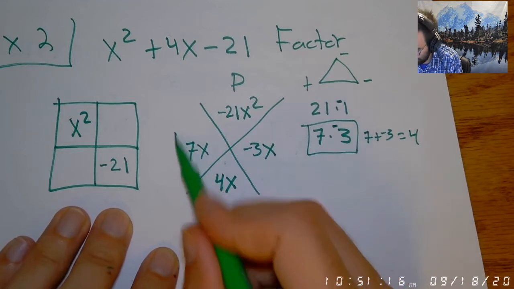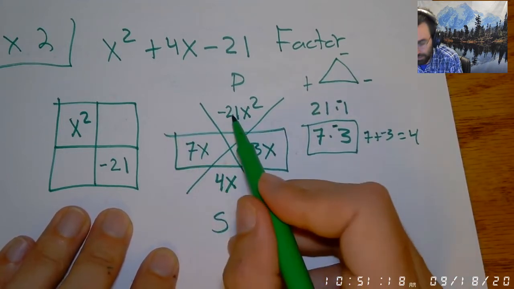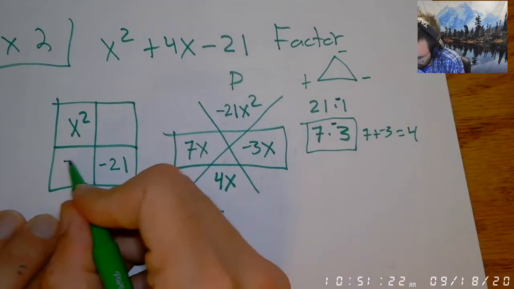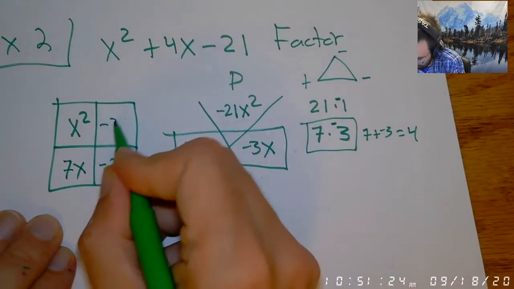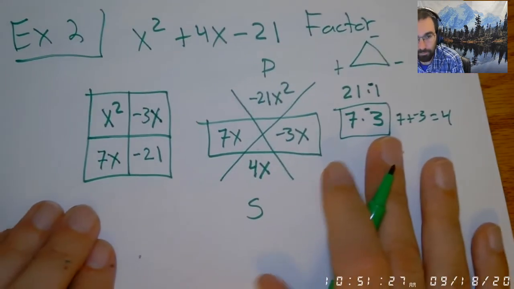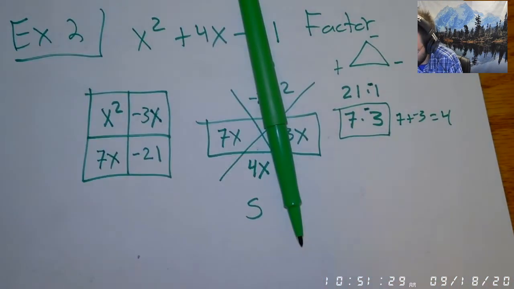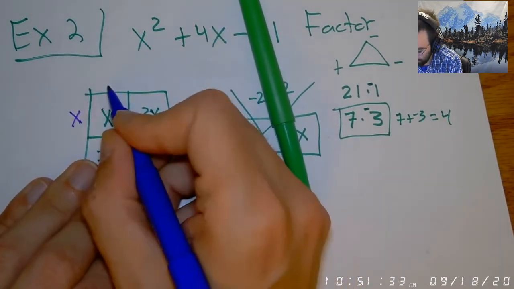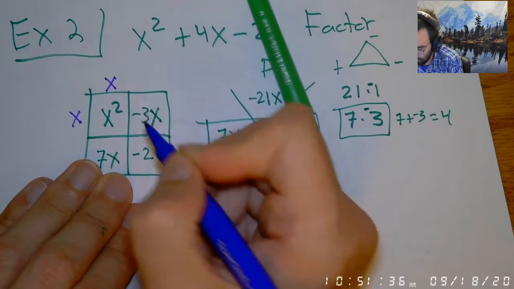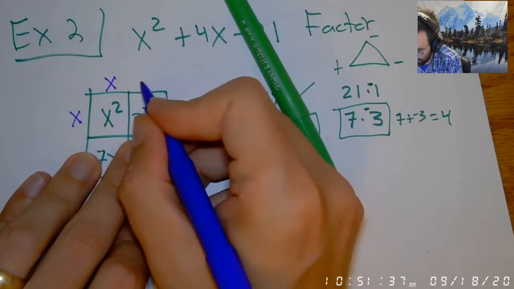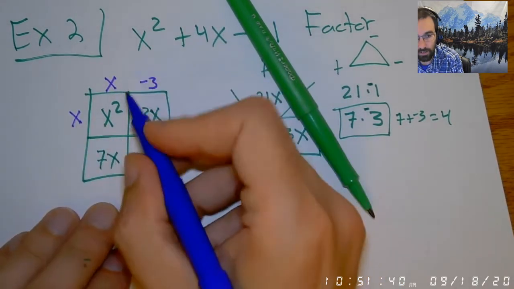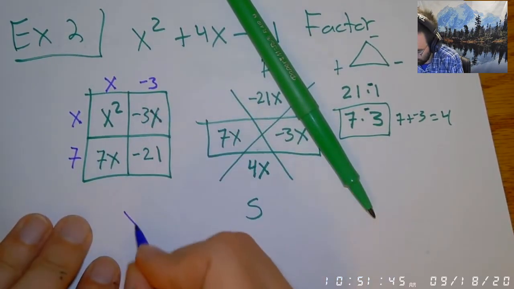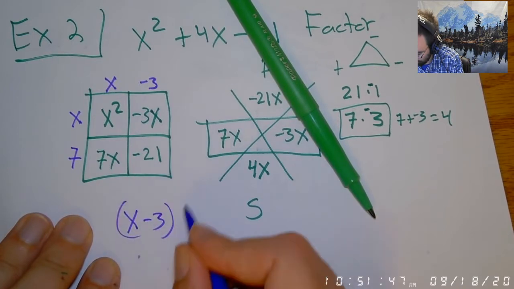So let's double check these. 7 times negative 3 is negative 21. 7 minus 3 is 4. So I'm going to go ahead and put these into my box. It doesn't matter where you put them. And then to factor them out, again, I just do the top row. They have an x in common. X times x is x squared. X times negative 3 is negative 3x. X times 7 is 7x. And then double check here. So then my answer is this.